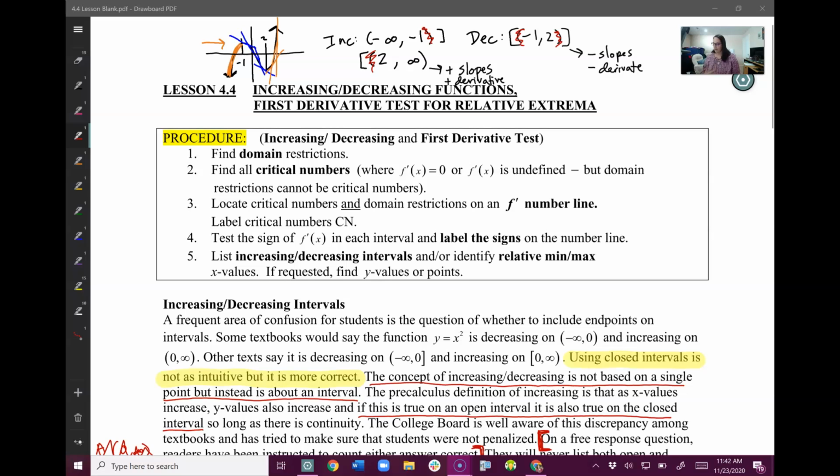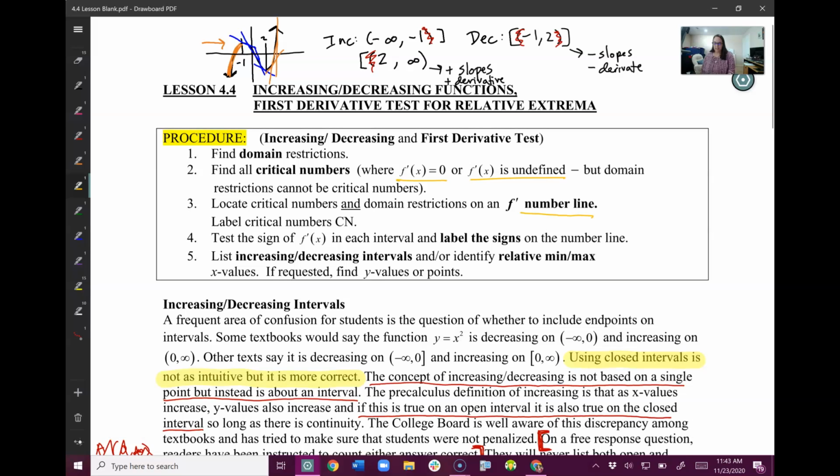You're going to find any domain restrictions, find all your critical numbers, which, from review from last lesson, a critical number is where the derivative is 0 or where the derivative is undefined. But domain restrictions do not count. By the way, quick reminder, domain restrictions are if it says like only do it on this domain, only do it from 1 to 5, not the whole thing. That's your domain restriction. Then we create a number line.